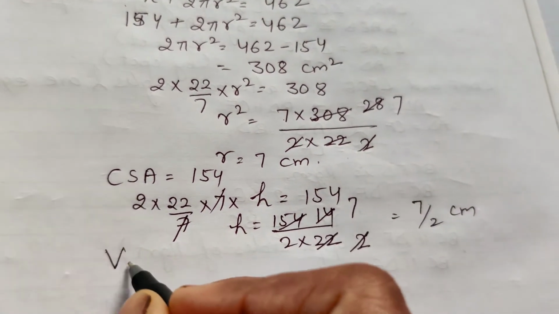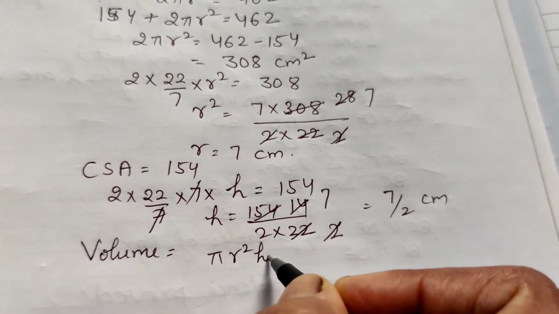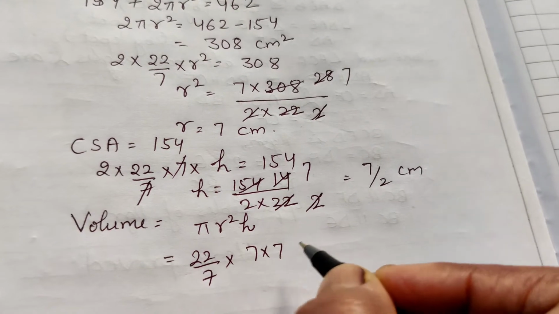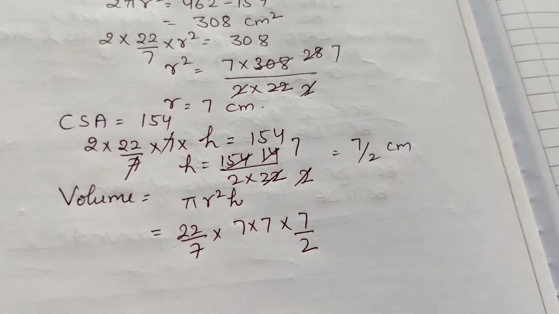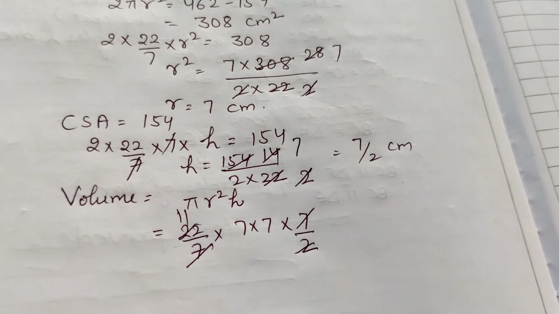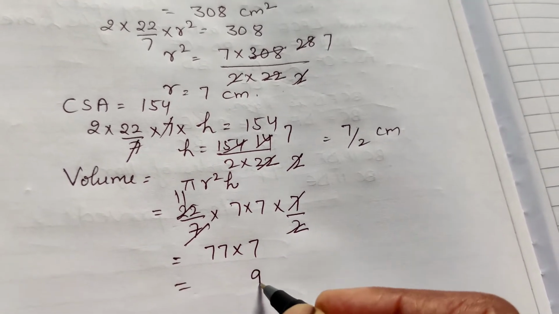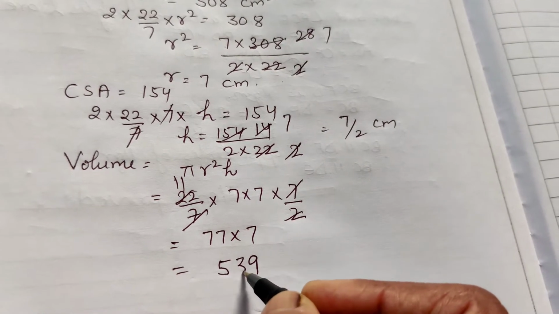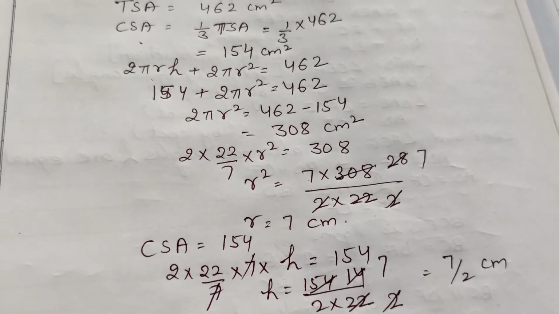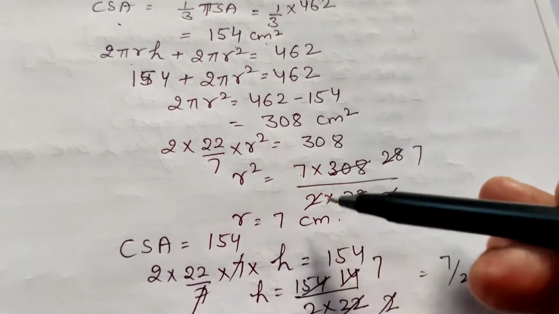Now the volume of the cylinder. Volume of cylinder is pi R square H. Put the values. Okay. 7 cancel, 11. Now multiply 77 into 7, which is 539 cubic centimeter. This is the volume of the cylinder. First TSA, then CSA, 1/3 of TSA, and put the values.